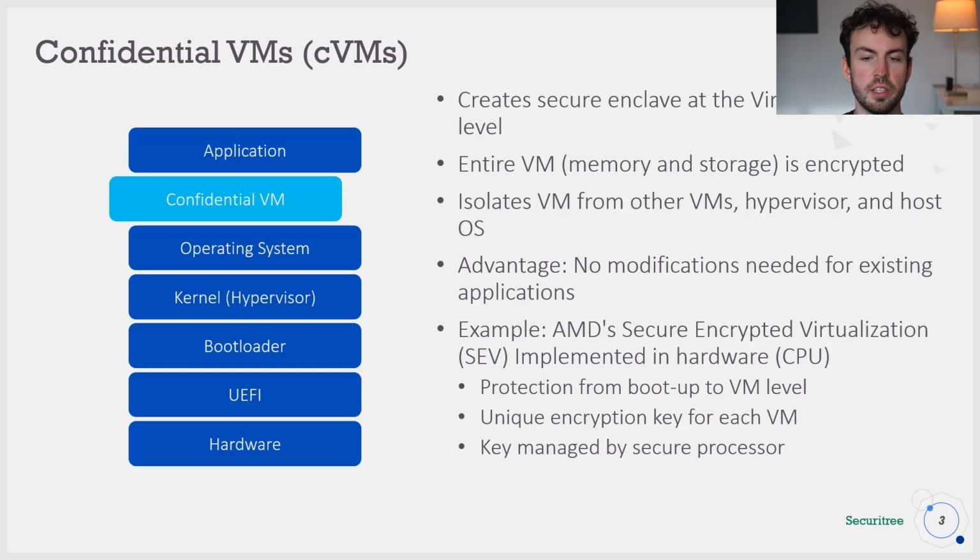The key is managed by a secure processor separated from the main CPU, ensuring that even the hypervisor can't access the unencrypted data. This means that even if an attacker somehow gains access to the hypervisor or the host operating system, they still can't read the data inside the CVM. It's all encrypted, and the decryption only happens inside the trusted CPU when the CVM is running. The beauty of this approach is its comprehensiveness. Everything inside the VM is protected, which provides a strong security guarantee. However, this protection also comes with some overhead in terms of performance and resource usage, which is something to keep in mind when considering CVMs.